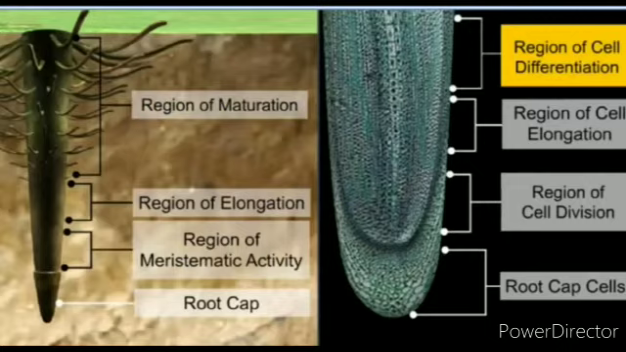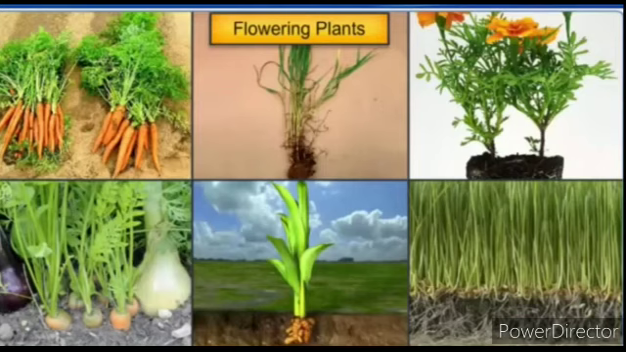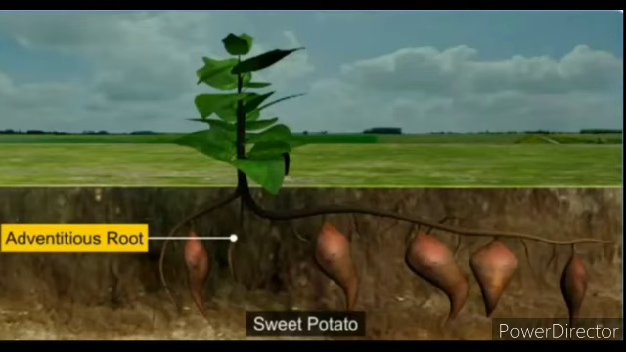Normal roots, what are the functions of the root? They give absorption of water and minerals from the soil. Other than that, what are the modifications of the root? The first point is the storage of food. Taproots of carrot, turnip and beetroot and adventitious roots of sweet potato get swollen and store food.